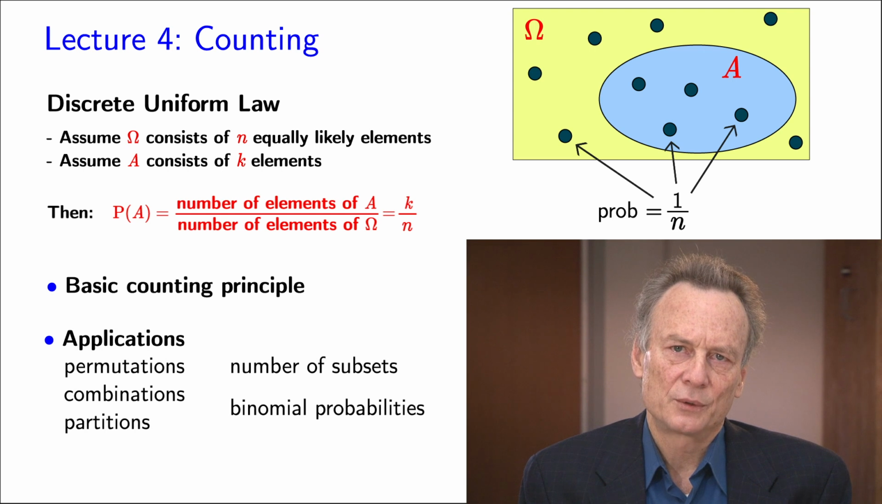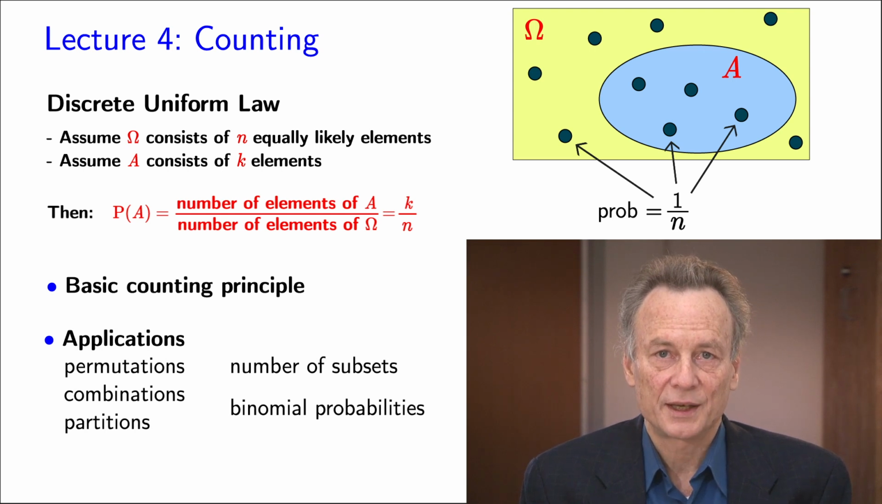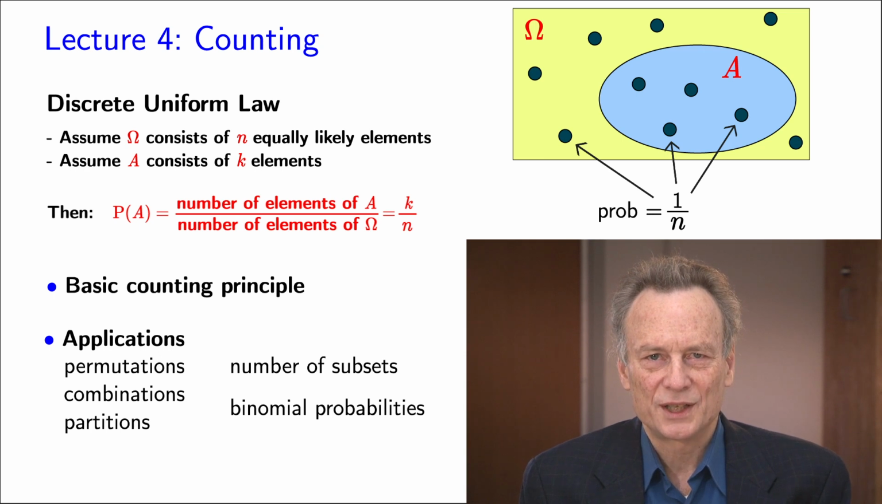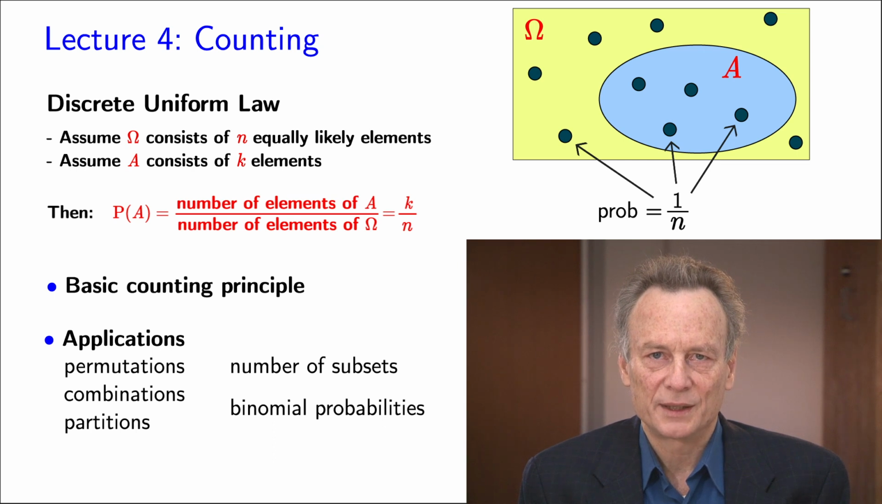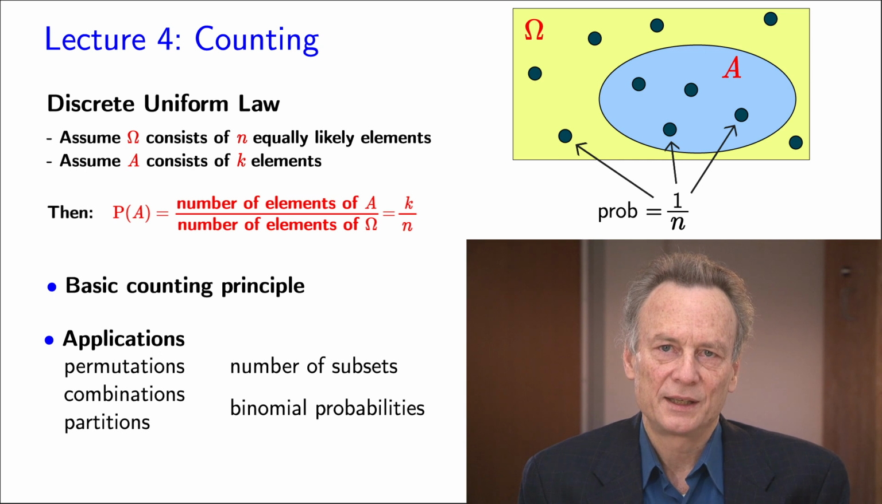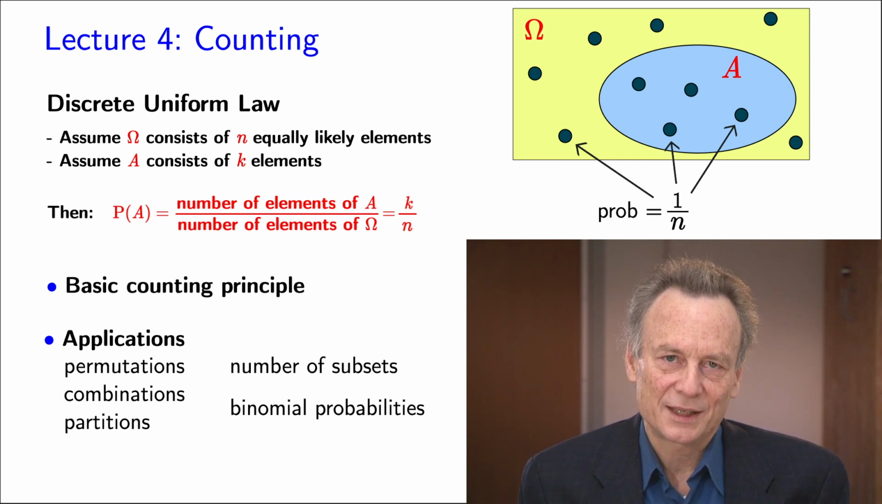We will then count permutations, subsets, combinations, and partitions. We will see shortly what all of these terms mean. In the process, we will solve a number of example problems, and we will also derive the formula for the binomial probabilities, the probabilities that describe the number of heads in a sequence of independent coin tosses. So, let us get started.